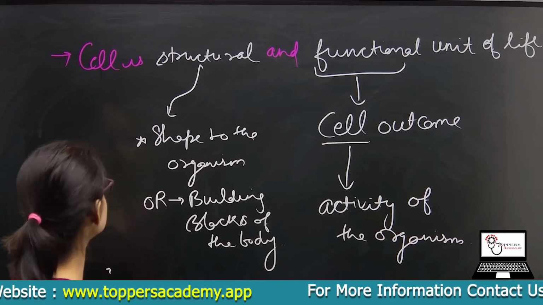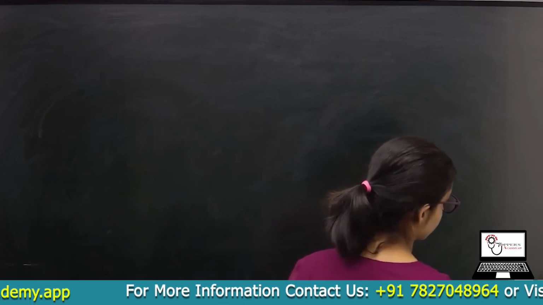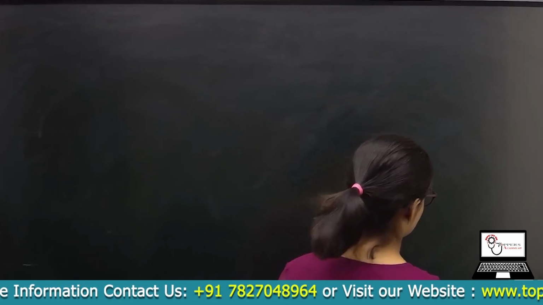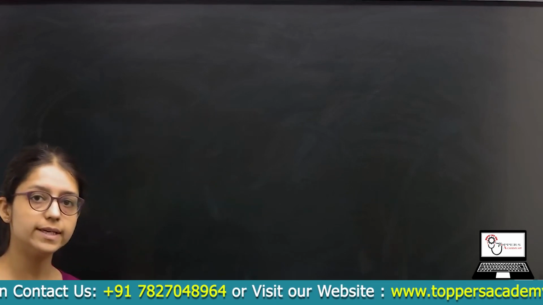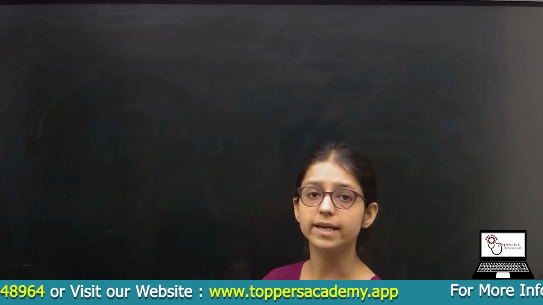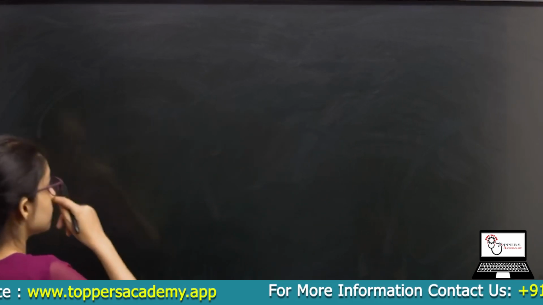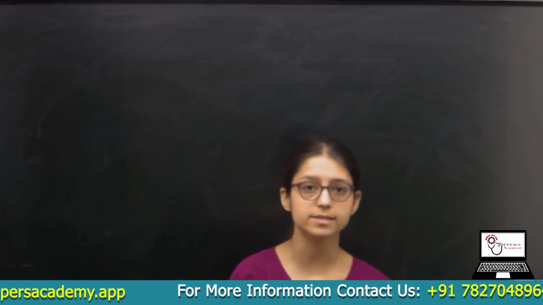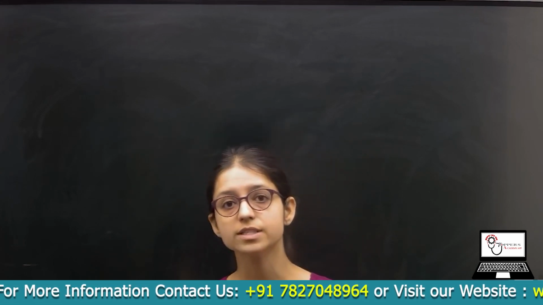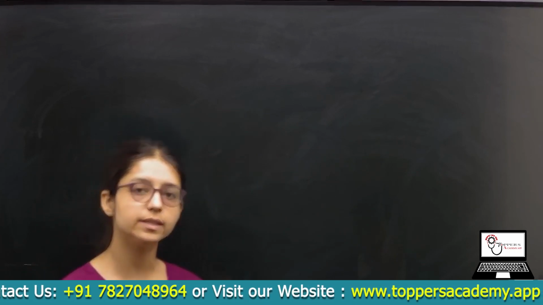Okay. So we already discussed what a cell is. Now we will discuss who discovered the cell and what scientists observed in the cell. You already know the cell is a very tiny microscopic unit. We cannot see it with the naked eye, so we need the microscope.